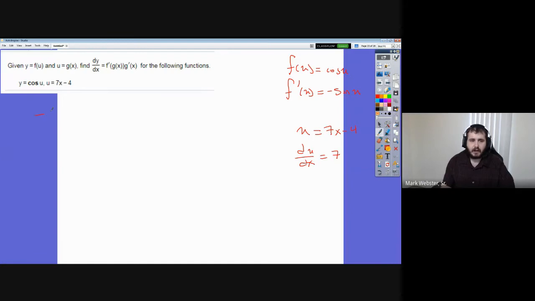So we've got negative sine u times 7. And we don't want to leave u in there. We want to rewrite it back out in terms of x. So we've got our final answer, negative sine of what our u is, that 7x minus 4, times 7. And because I like to write it with the numbers up front, I'm just going to say negative 7 sine of 7x minus 4, just to make it look nice for my final answer.